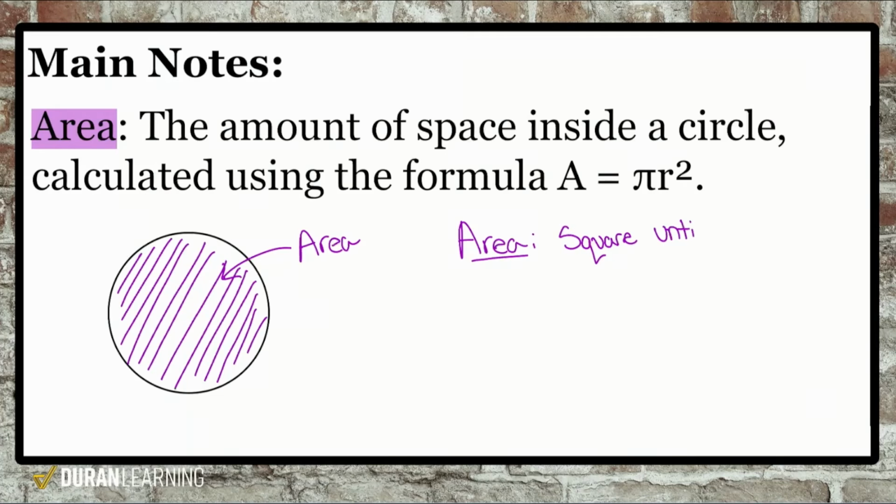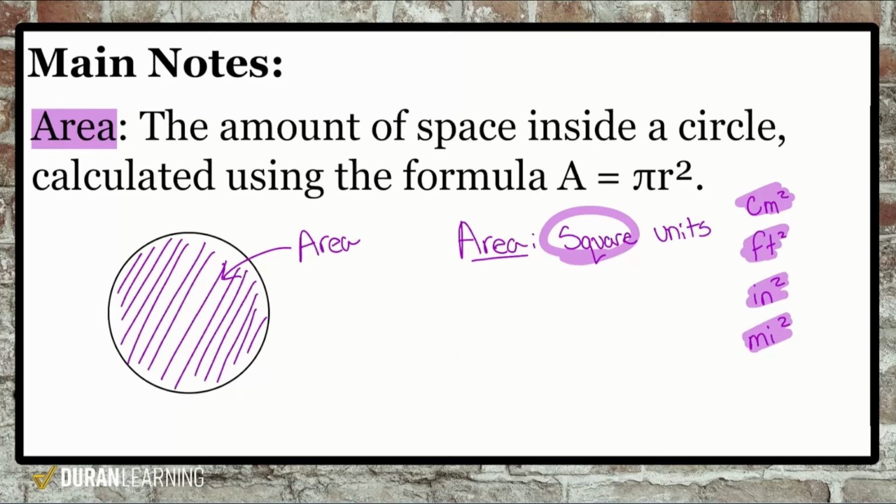Some examples of that would be centimeters squared, feet squared, square inches, square miles. Those are all examples of square units, each and every one of these. Again, when the units are squared, we're not talking about regular straight line distance. We're talking about square distance.